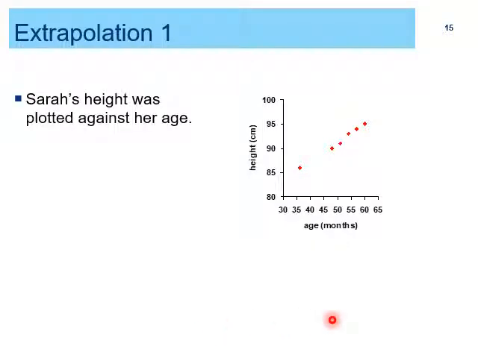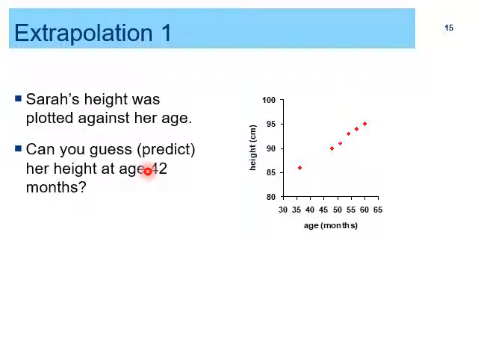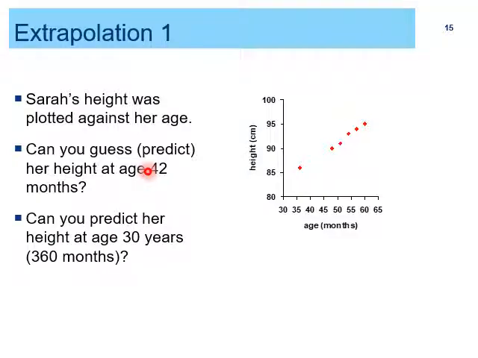Here Sarah's height was plotted against her age, and on the x-axis we have age in months, whereas height is in centimeters. The question is asking to predict her height at age 42 months and to predict her height at age 30 years, that is equal to 360 months. We can see that for 42 months we can predict her height, but 360 months would be way more than the data we have been given. We will see in the next slide.